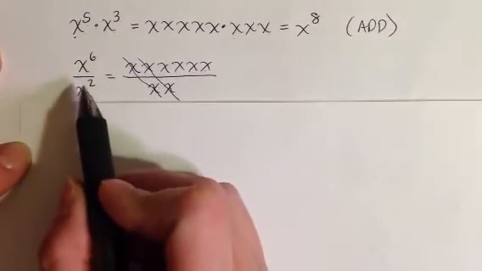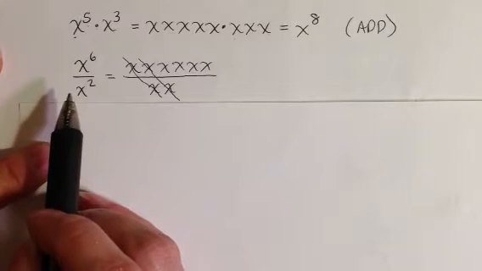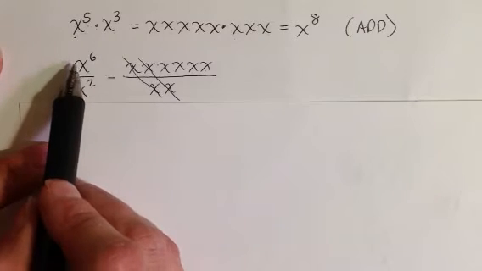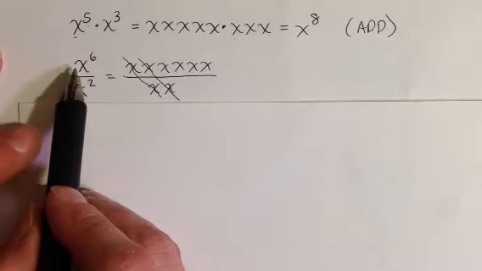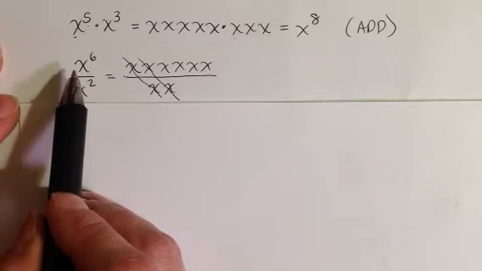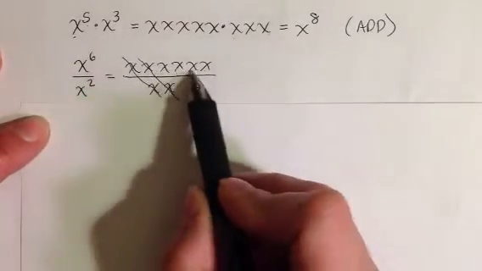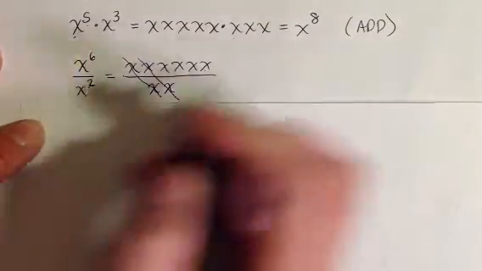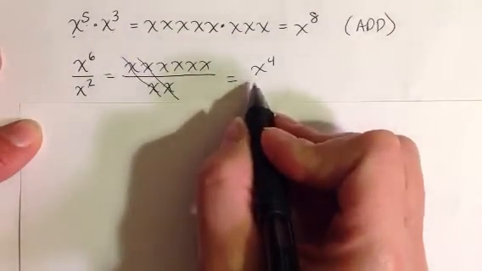So when I have a fraction, the question that I'm asking myself is, where do I have more? In this situation I have 6 on top, 2 on bottom, so I have more on top. And then I ask myself, how many more? And that means I'm going to subtract. I have 1, 2, 3, 4 left on top. 6 minus 2 is x to the fourth. And I had more on top, so that's where they're left.